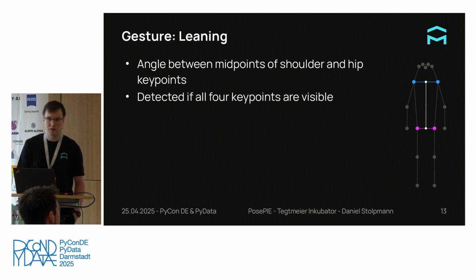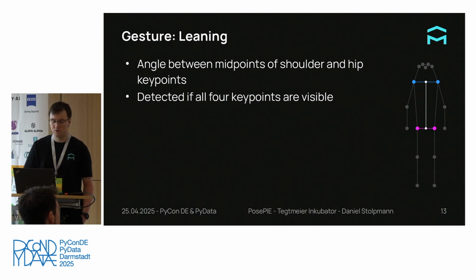Then we have the leaning gesture, which is just the angle of the spine to the vertical axis. This one is detected by taking the midpoint between the shoulder and the hip key points. Then we calculate the angle, and we can detect it whenever all of these 4 key points are visible in the image.